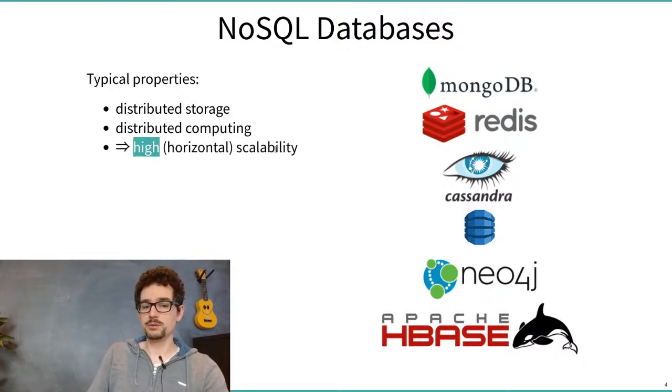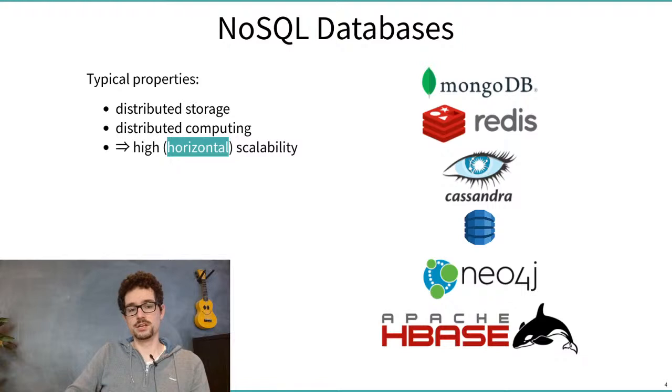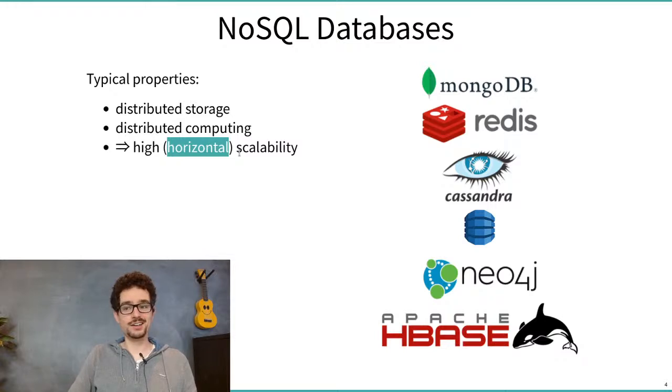High horizontal scalability. We had the terms vertical scalability, scale up and scale down, meaning adding more RAM, adding more and better CPUs to a machine to improve the speed of a single machine. Horizontal scalability, scale out, means we add more nodes to a cluster to improve the performance of the whole cluster. And this is basically unlimited, and this is very nice. So we don't have any limits.